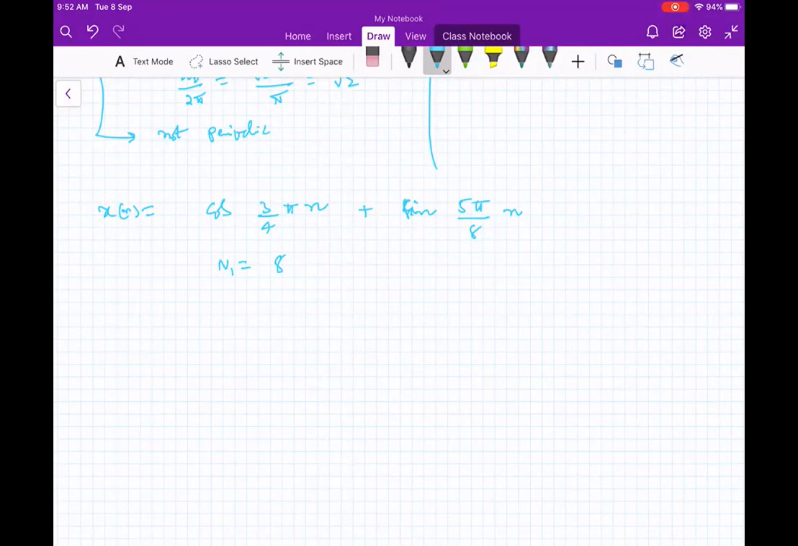Sir, 2 pi by 3 by 4 pi into some integer we have to consider, sir. Then 2 pi will cancel essentially, and we get 3 by 8. So to become an integer, we should take 8. N1 is equal to 8. Yeah, who is this telling? Anjana? Niharika, you have spoken already.